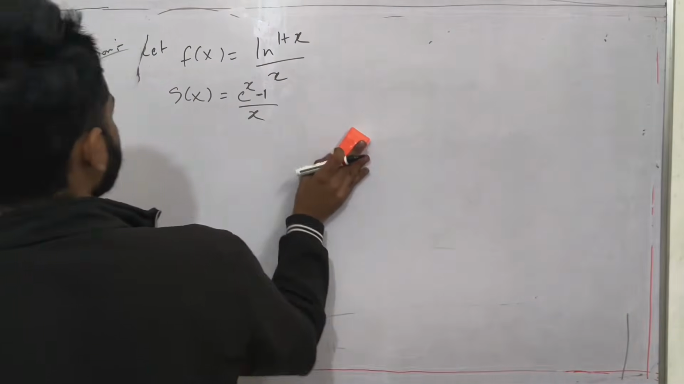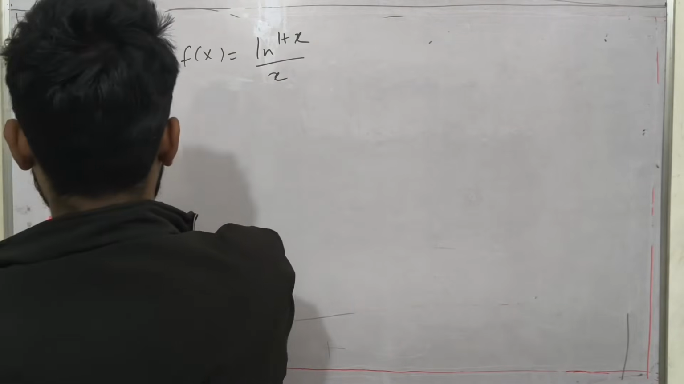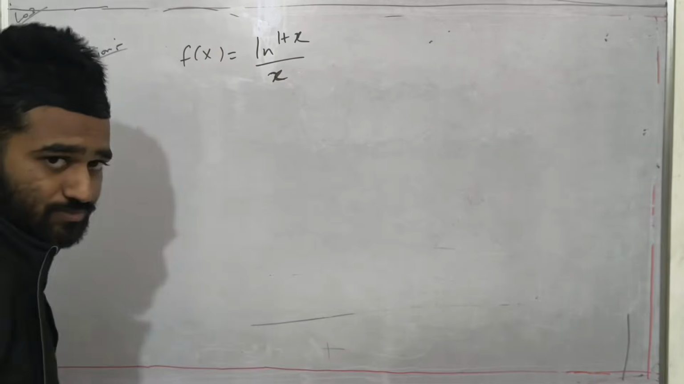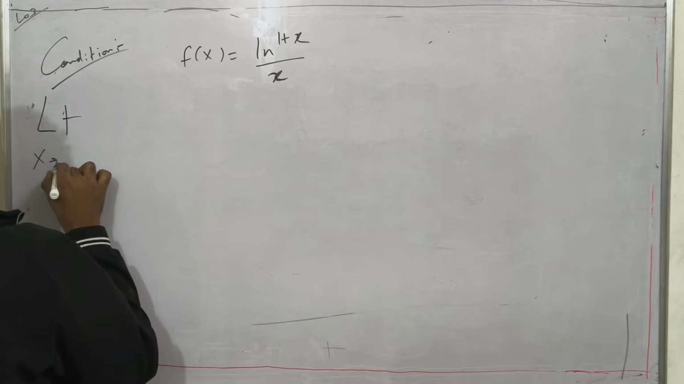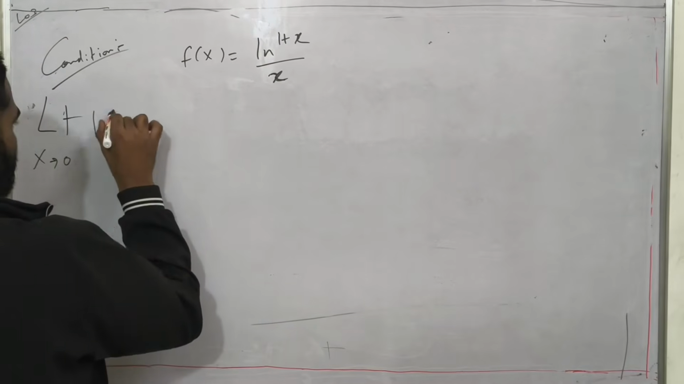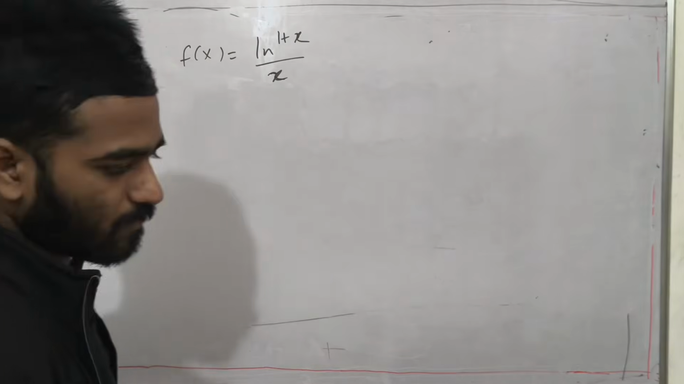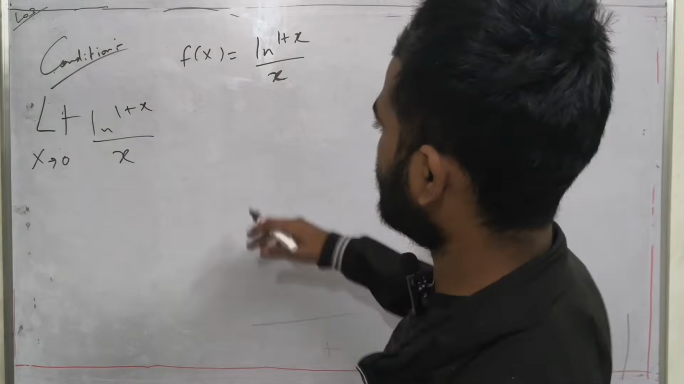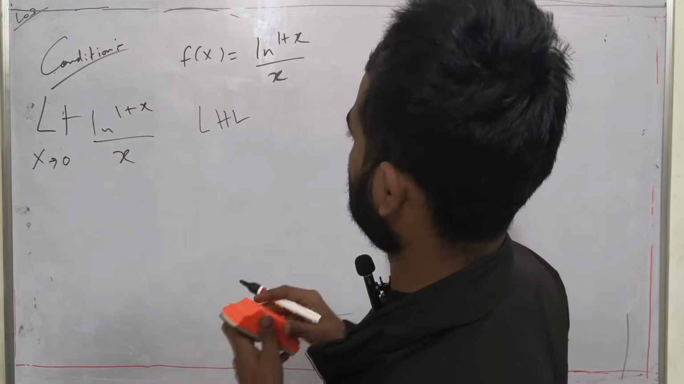This is my g of x and this is my f of x. Now I want to see whether this function exists at x equals 0. So limit x tends to 0 of ln of (1 plus x) by x. I want to see whether it exists or not. Okay, so take the left hand limit.